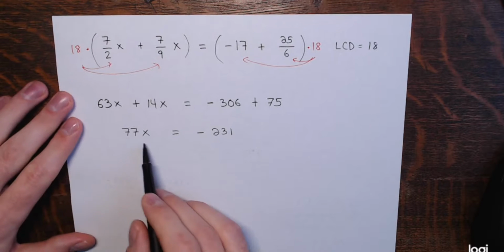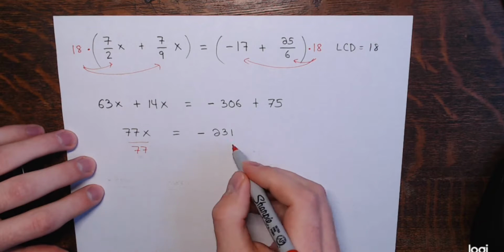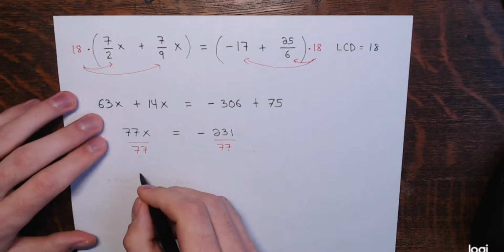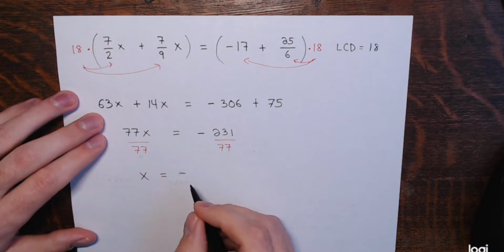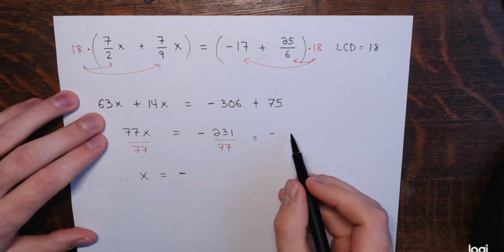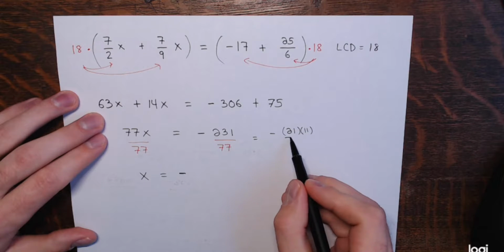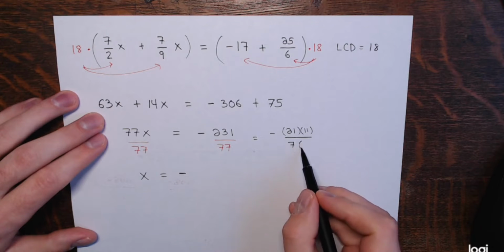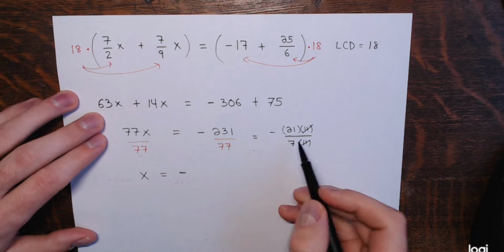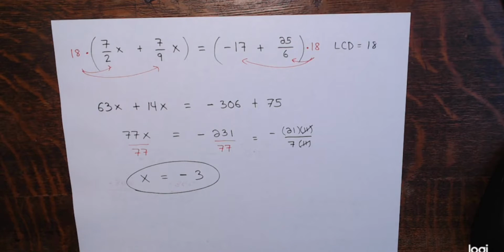And then divide both sides by 77 now to get the x alone. So x is equal to negative, right? You have a negative divided by a positive, so a negative number. Now 231 is 21 times 11, and 77 is 7 times 11, so I'm seeing the 11s cancel. And actually 21 divided by 7 is 3 as well, so that simplifies to negative 3.